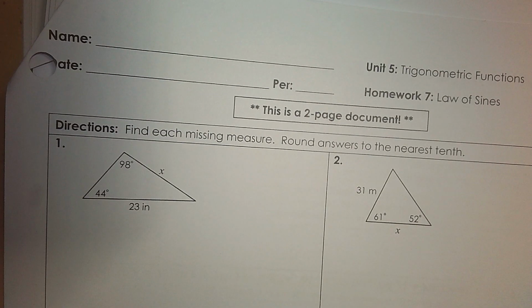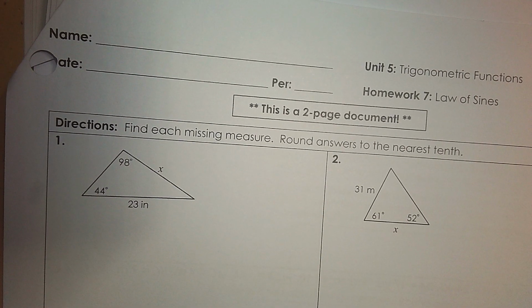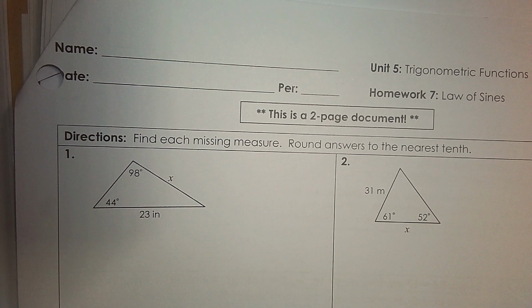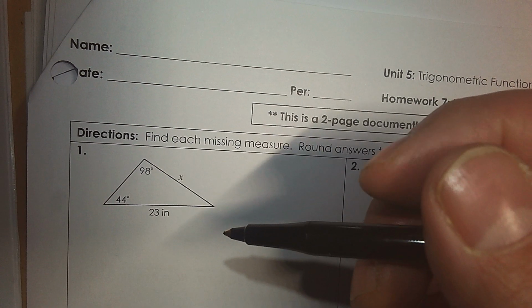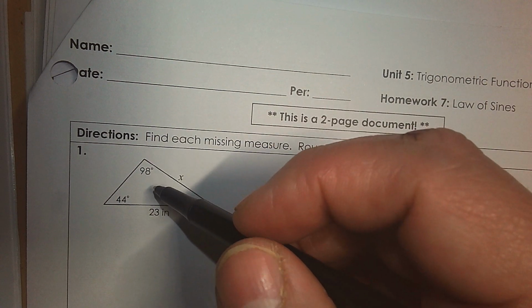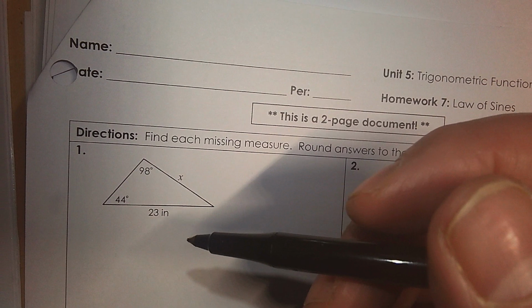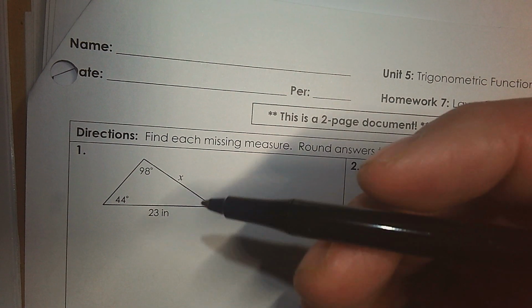All right, here's your homework on the law of sines. The law of sines can work with a right triangle, but it doesn't need a right triangle. What we're looking for is this: do we know an angle, angle, side triangle, or an angle, side, angle triangle? These are the two things we're looking for.